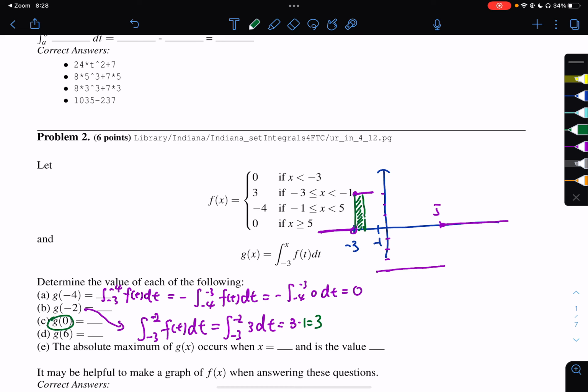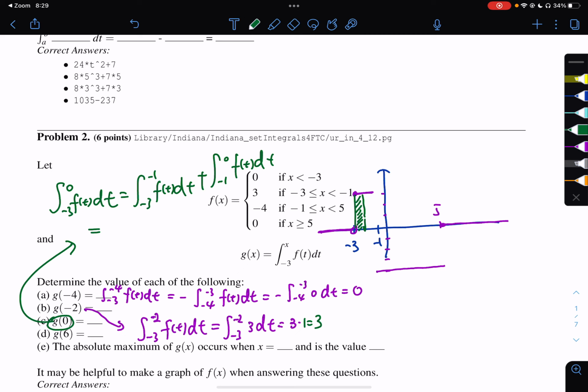Along the same line of thinking, let me demonstrate one more. So I'm going from -3 to 0, f of t dt. This is slightly trickier because going from -3 to -1, you have one function value, but after you go past -1, you have a different function value. So you have to split the function like this so as to carry out your integration.